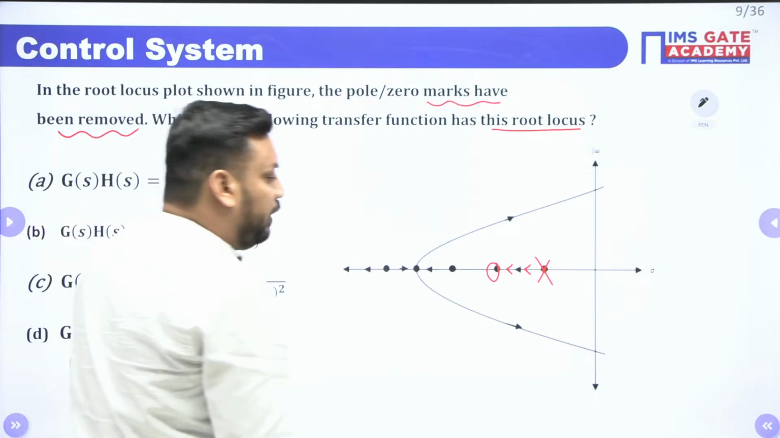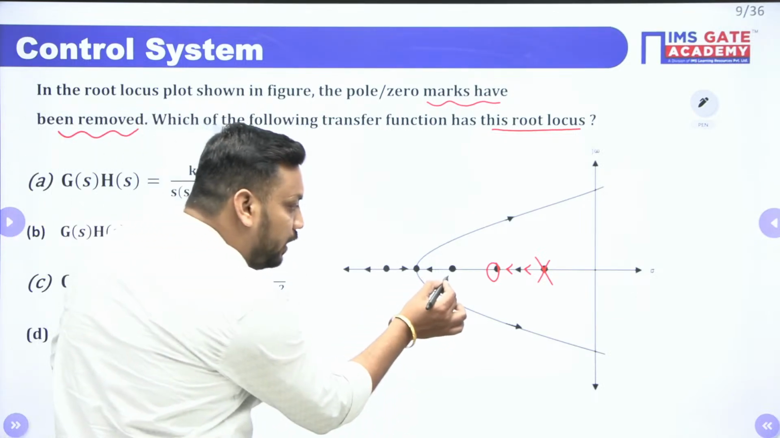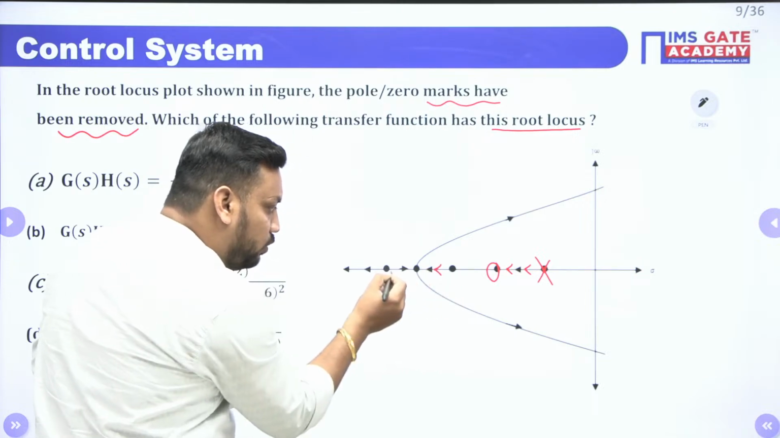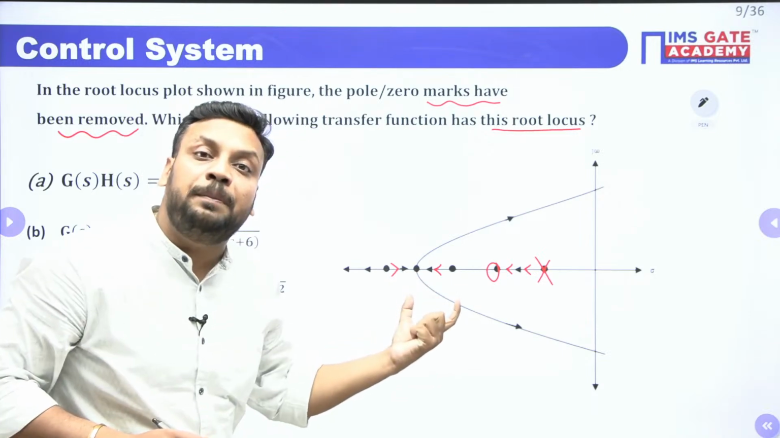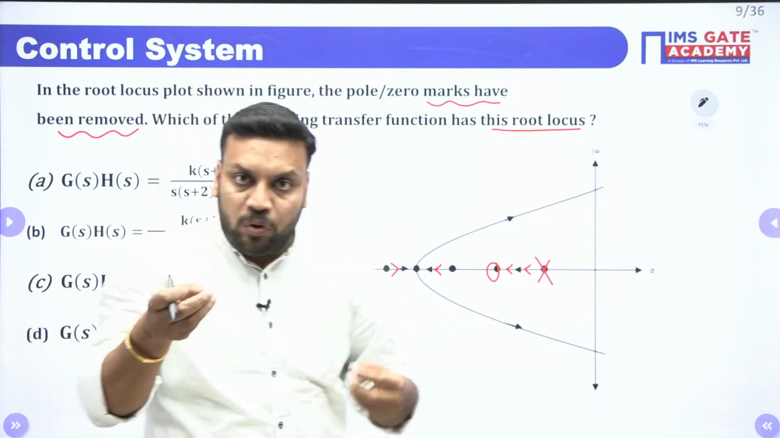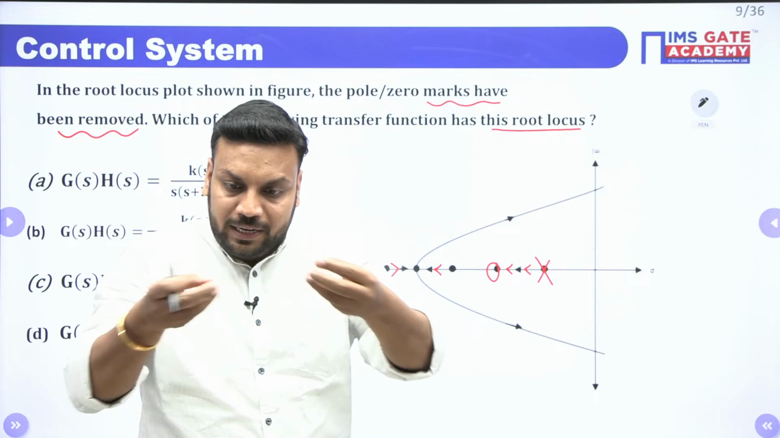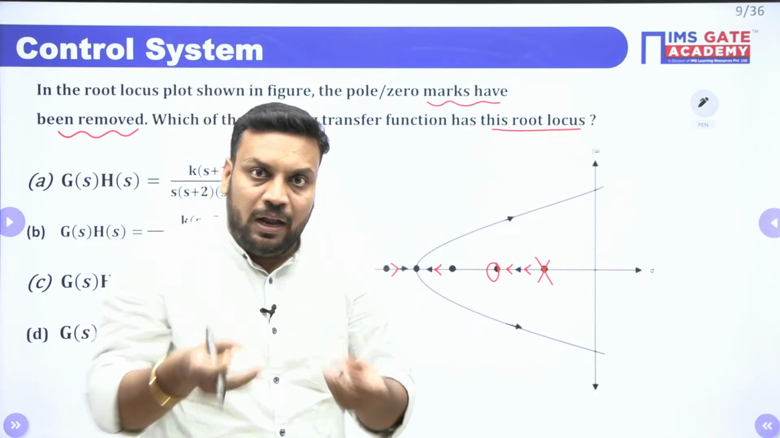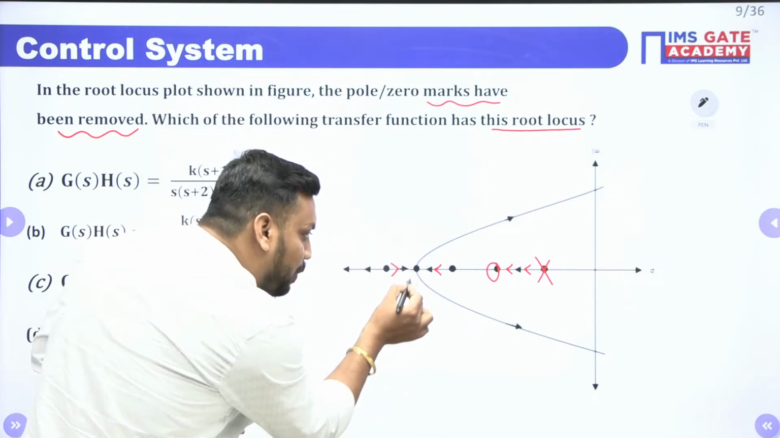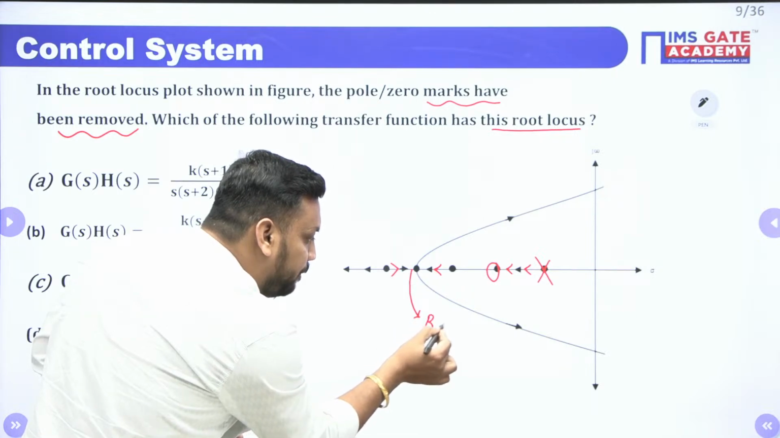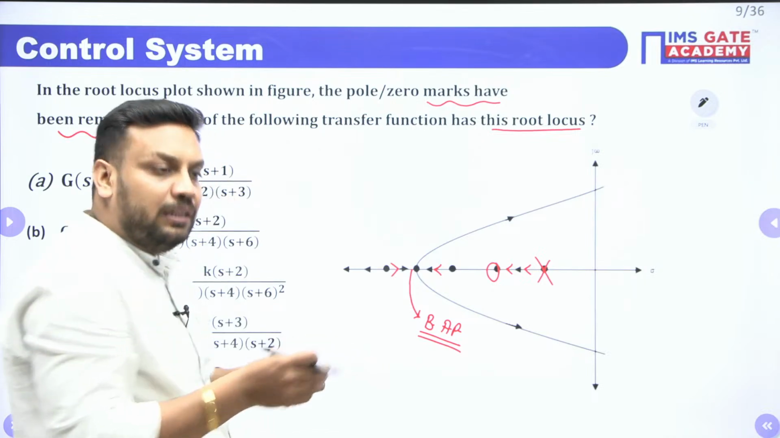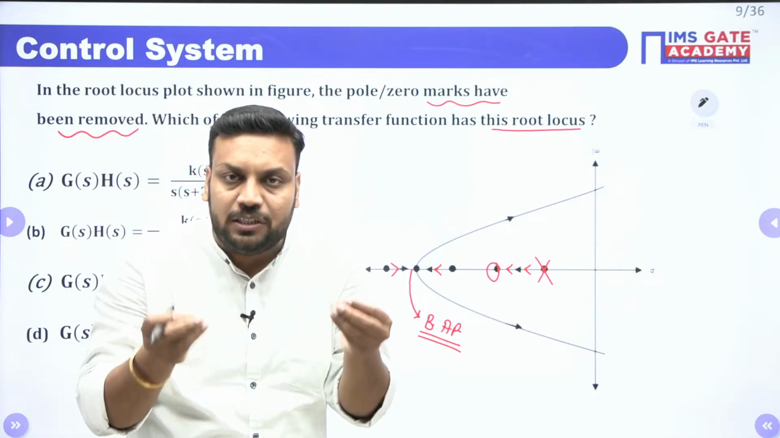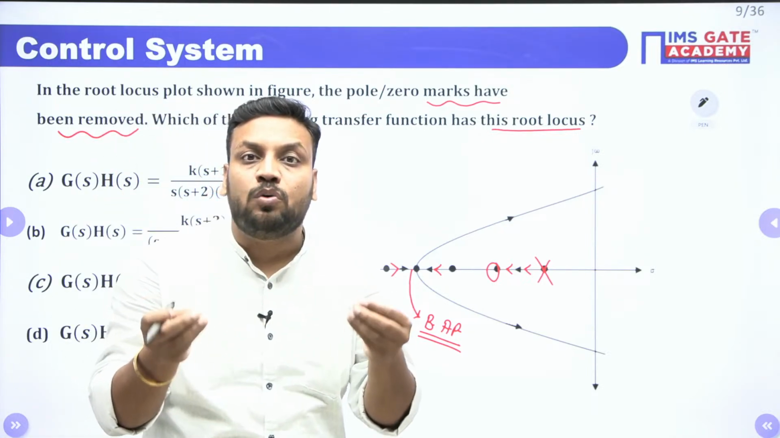Now again you need to identify, guys. Here the root locus is starting. Here also the root locus is starting. It means these 2 points must be poles, because root locus can start from a pole only. And definitely this point will be working as a break-away point, and we know that on the real axis the break-away point can exist between two consecutive poles.